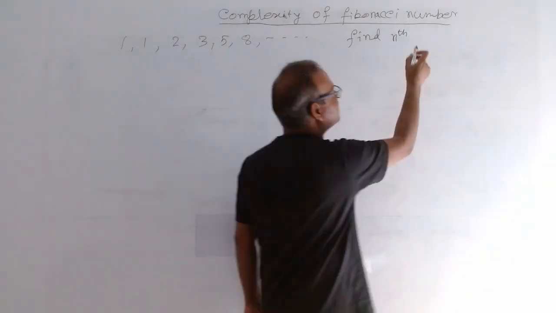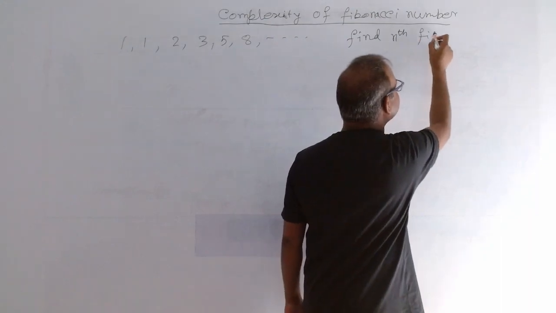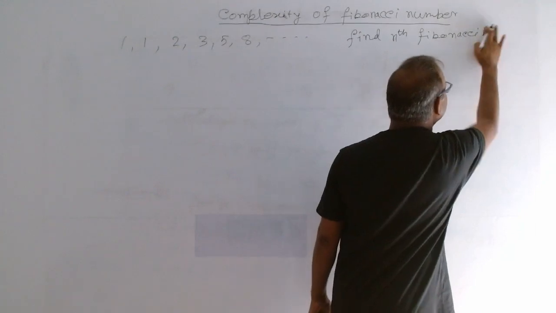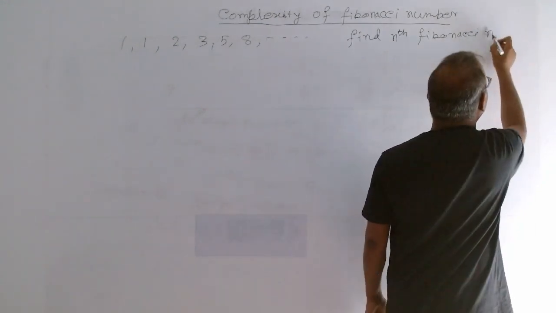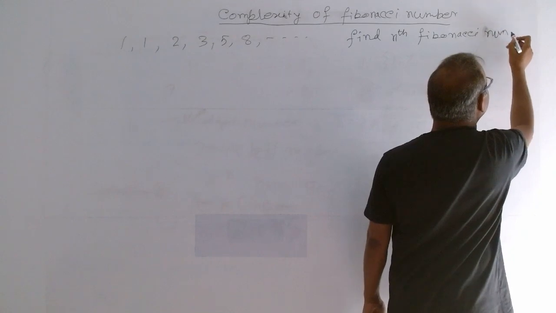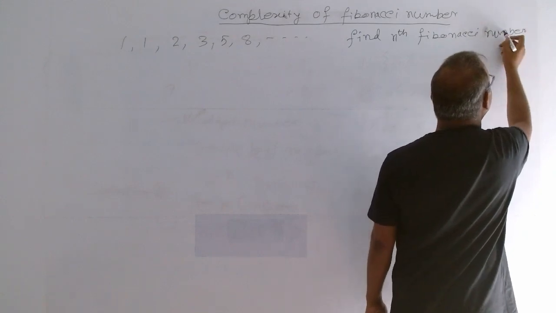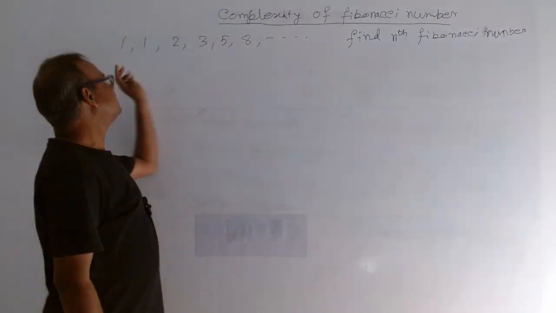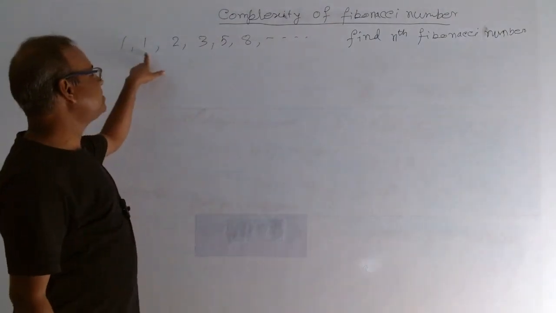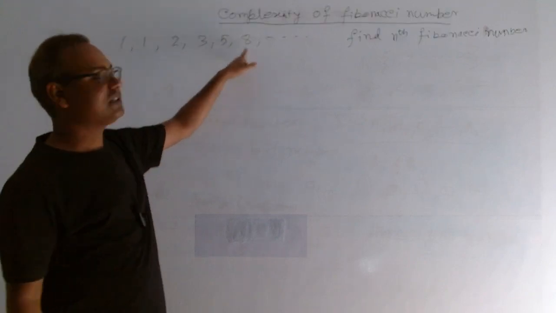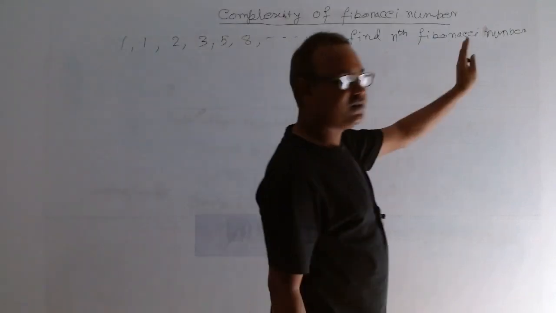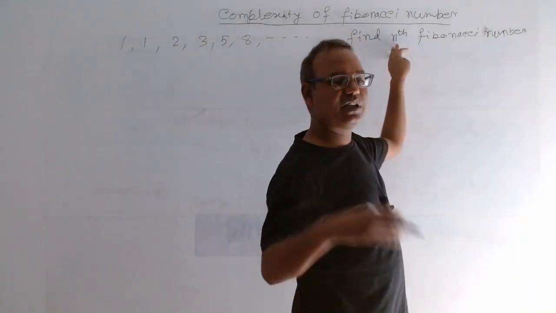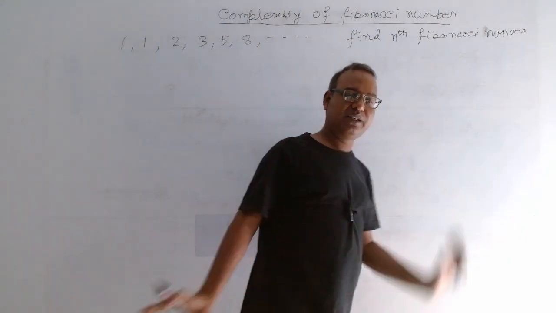the nth Fibonacci number. So this is the first Fibonacci number, this is the second, third, fourth, fifth, sixth, in this way. And you have to find out the nth Fibonacci number. For example, let's say n equal to 50. So you have to return the 50th Fibonacci number, whatever it may be.